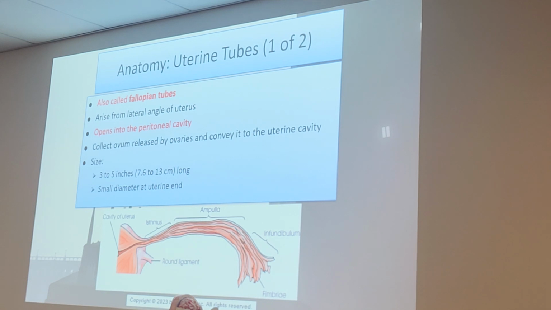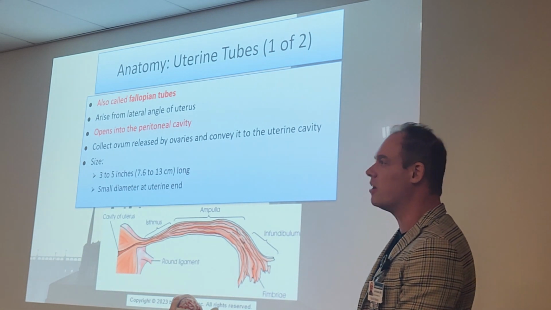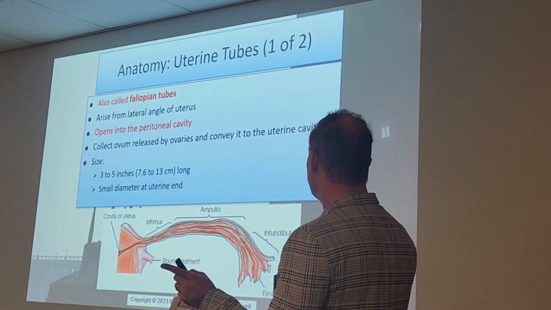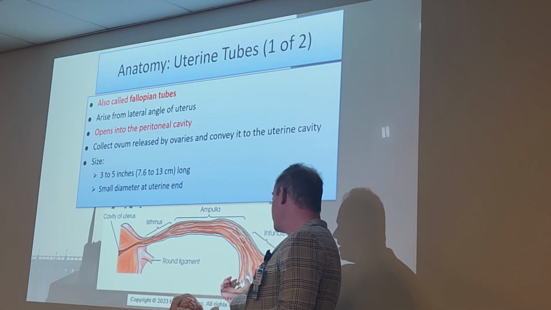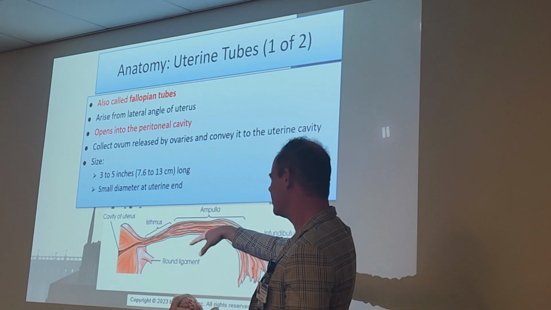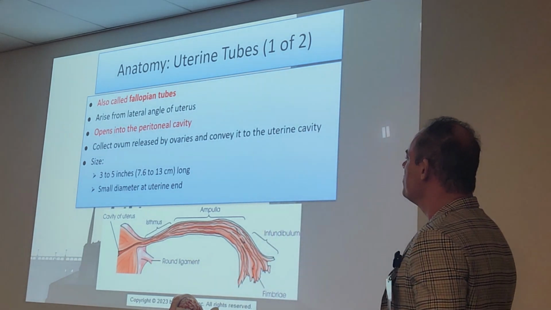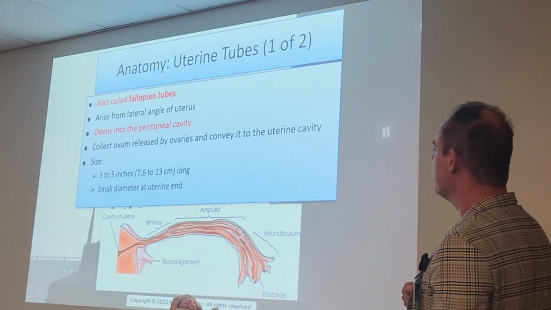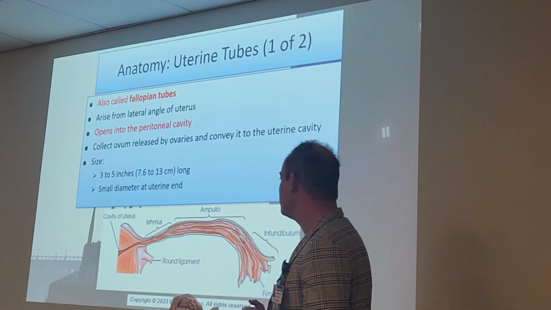So, uterine tubes. Guys, of course, I didn't say this before, but uterine tube is another name for fallopian tube. Fallopian tube being the most common terminology that we use, but they're also called uterine tubes. They arise from the lateral angles of the uterus, opening up into the peritoneal cavity. They collect the ovum. By the way, remember the ovaries are connected right here. They collect the ovum and it travels down the fallopian tube towards the uterus, not the other way around. Some people think it comes from the uterus and goes out the fallopian tube. It doesn't work that way. They collect the ovum released by the ovaries and convey it to the uterine cavity and the endometrium. And they're approximately 3 to 5 inches long on each side, with a small diameter at the uterine ends.